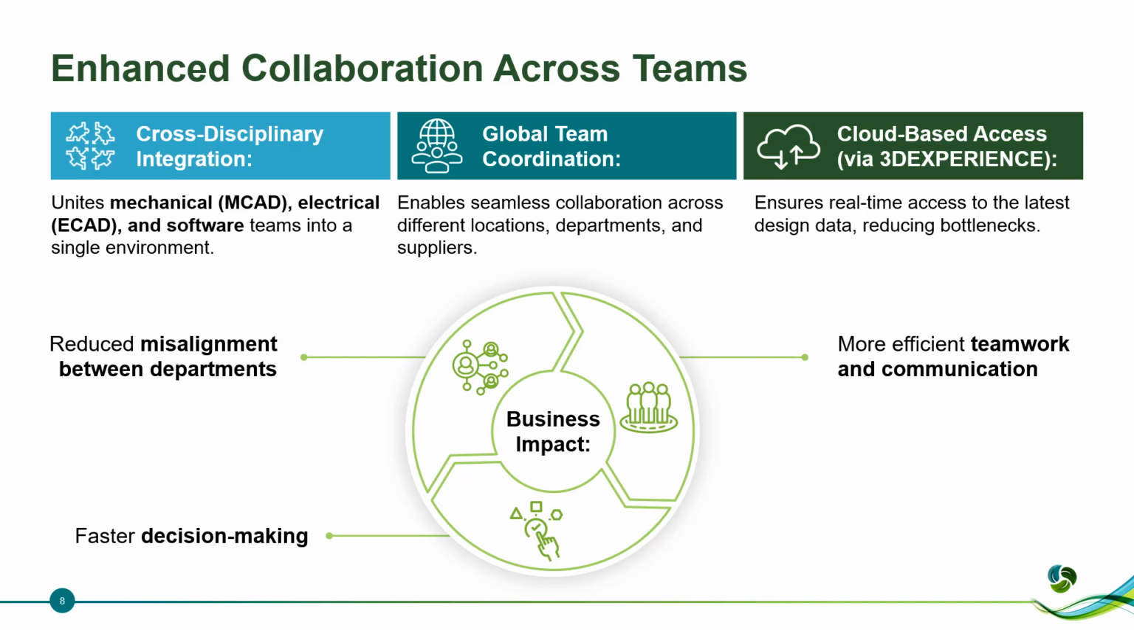So which helps with reduced misalignment between departments, being able to say, here's the work, when I release something and I make it visible, the people that have access to that data will see it instantly. There's no, hey, let me upload, download, all this other stuff, right? More efficient teamwork and communication.